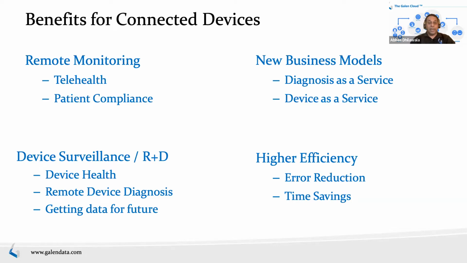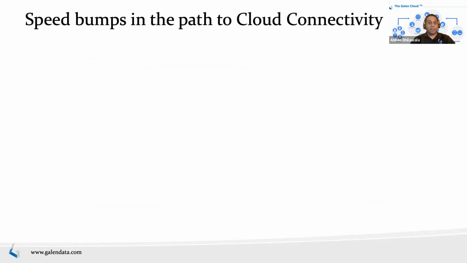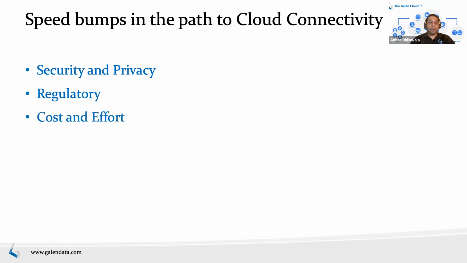But when you do connectivity, not everything is peachy, right? So there's speed bumps in the path to that cloud connectivity. We're going to talk about three of those today: security and privacy, the most obvious one. The regulatory landscape is changing for connectivity, and what are the effects of that? And then general cost and effort. This is not free, right? So there's an ROI to that. So what are the costs and effort, and then how can we reduce that? So let's talk about these three things one by one.